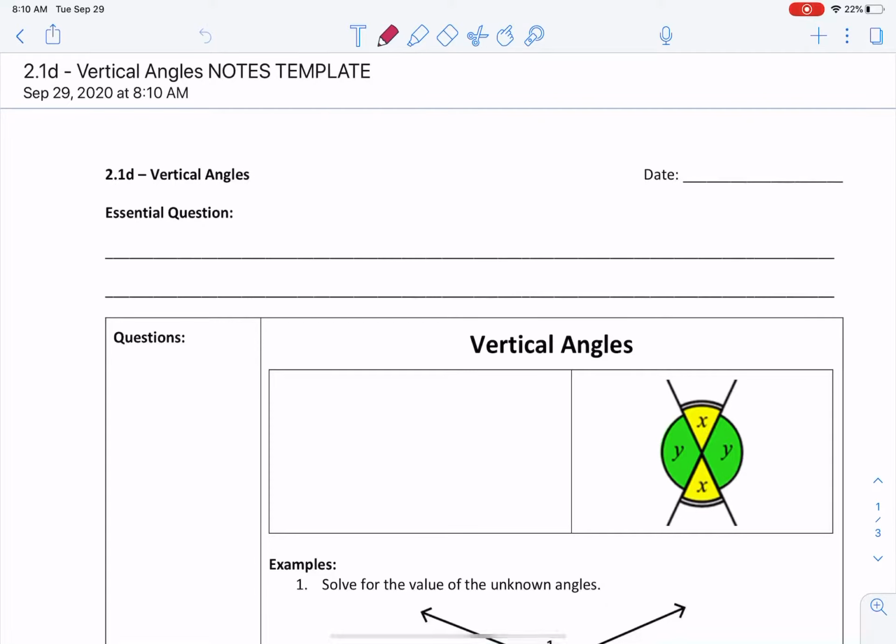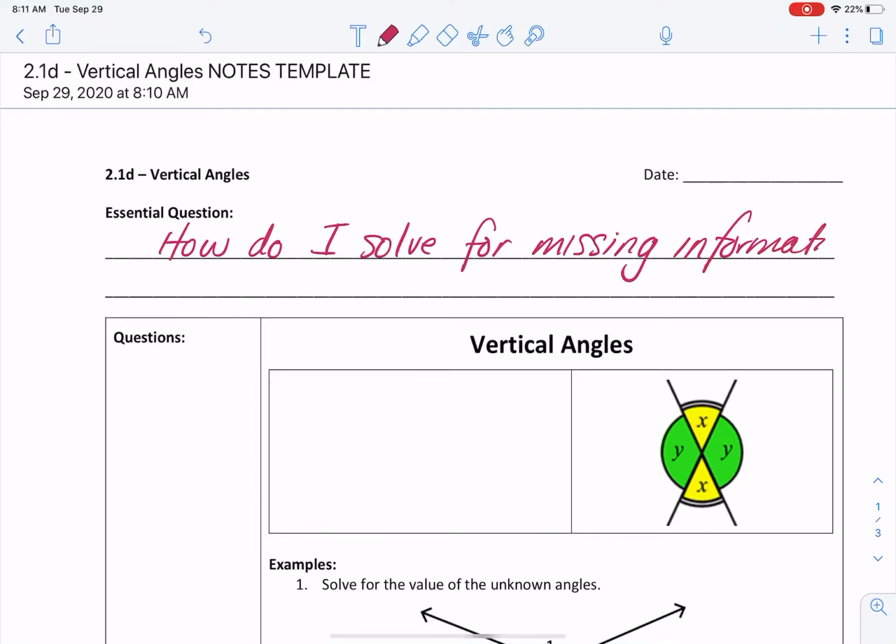Our essential question today is, how do I solve for missing information using vertical angle properties?